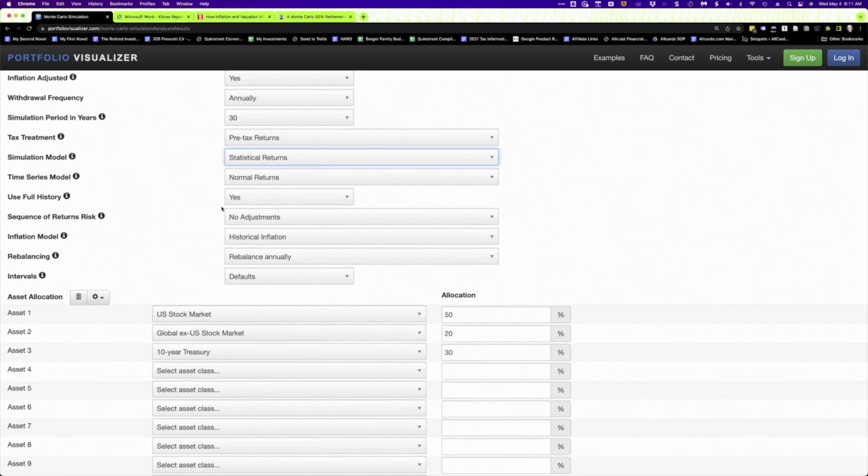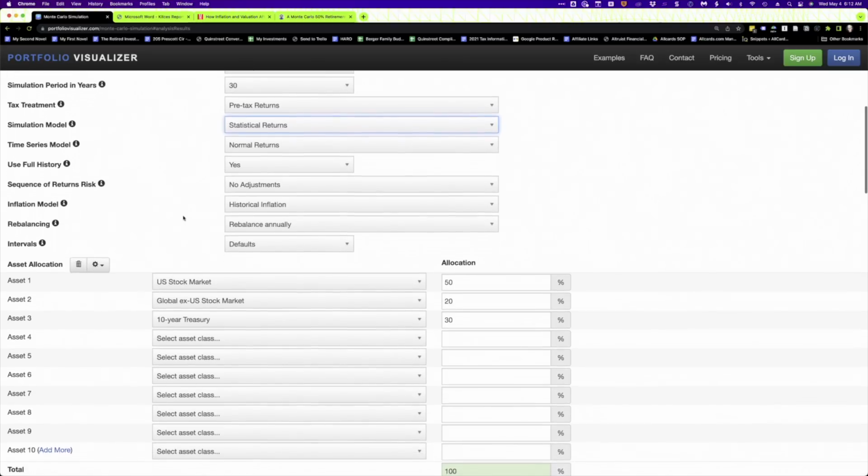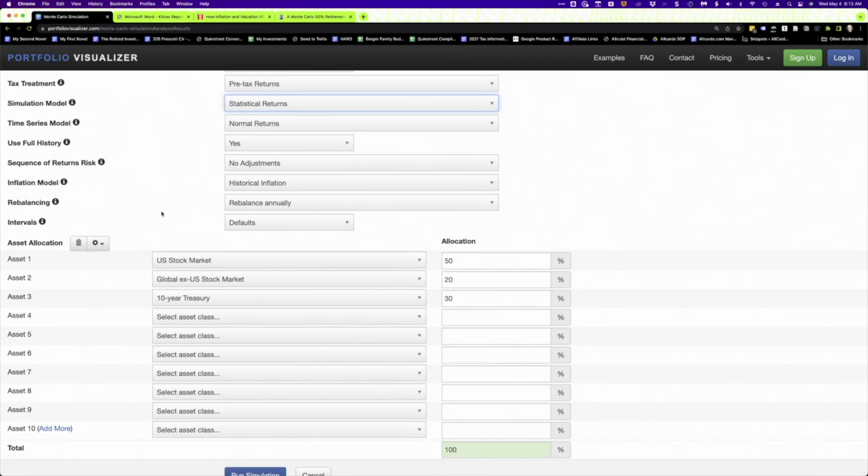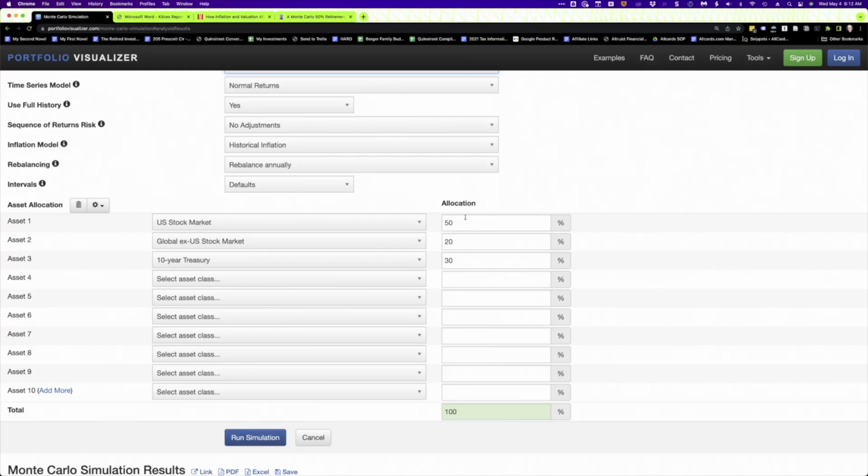We're going to use full history. In this case, the history will be used to determine the average returns and the standard deviation of the asset classes we're using. Don't worry if statistics wasn't your favorite subject. The outcomes, I think, will make sense. We'll use historical inflation. We're going to rebalance annually. And so what I did was I created a 3-fund portfolio. I've got 50% in U.S. stocks, 20% in international, 30% in, I use 10-year treasuries.